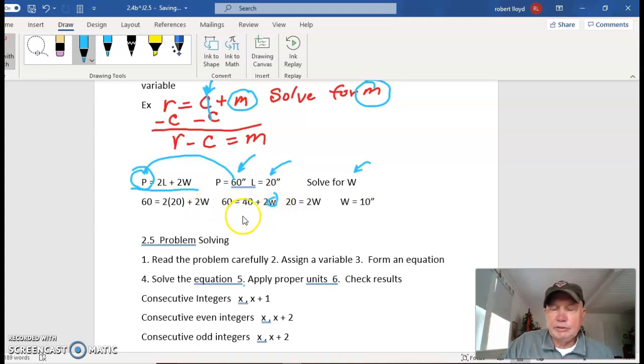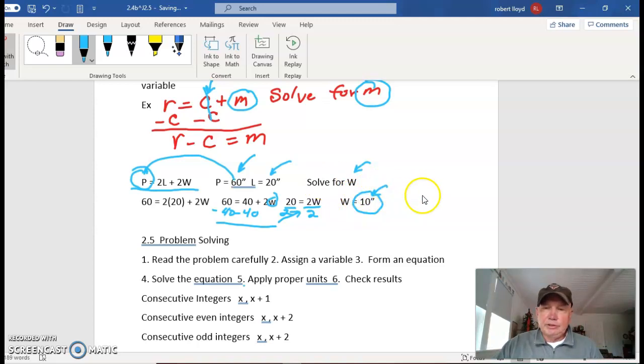We always work with the side of the equation that has the variable. So we subtract 40 from both sides, and we end up with 20 equals 2 W's. So we have undid the addition part. Now we have to undo the multiplication part. This is 2 times W, and we want only 1 W, so we divide both sides by 2. And the width is 10, and we're dealing with inches here, so you have to add the proper units.